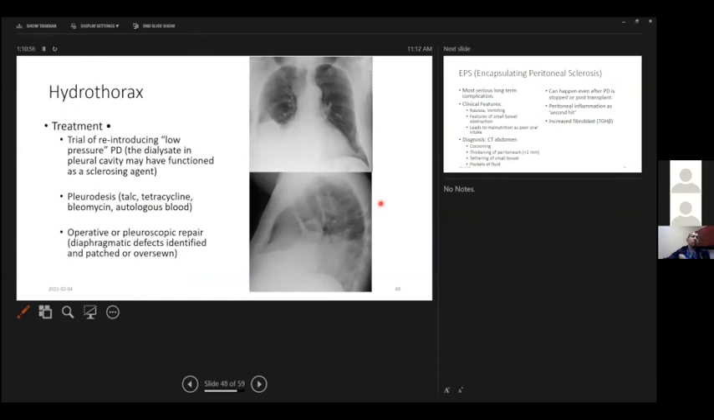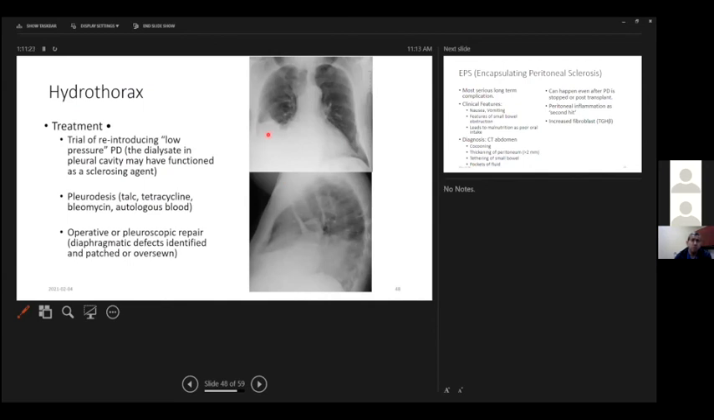Now, coming to what is hydrothorax. Hydrothorax means the fluid has come to the thorax. It's not supposed to happen, but it happens. Less than 5% of the patients will have channels which are draining from the abdomen to the thorax because of the subdiaphragmatic channels. It almost always happens on the right side. It can happen on the left side as well, but almost always happens on the right side.